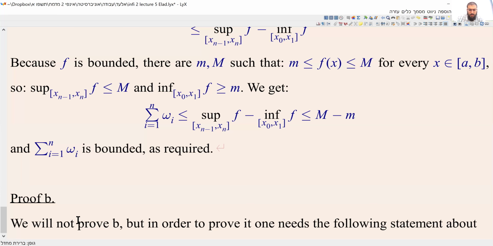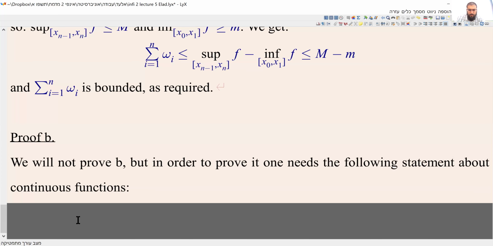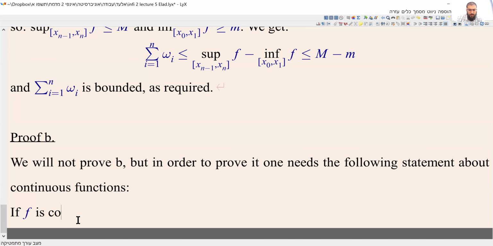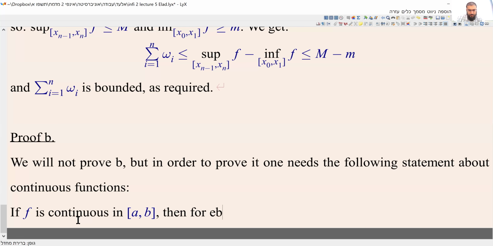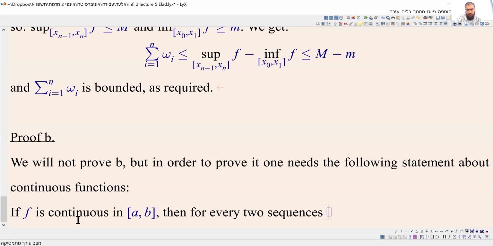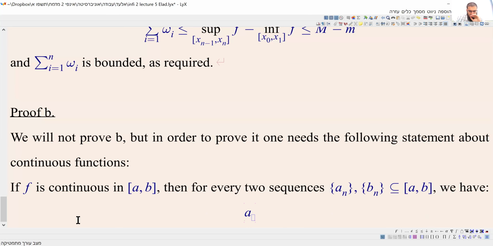A statement about continuous functions. If f is continuous in the segment AB, then for every 2 sequences, let's call them AN and BN, contained in AB, we have the following: if the difference between AN and BN tends to 0, then the difference between their images tends to 0 as well.